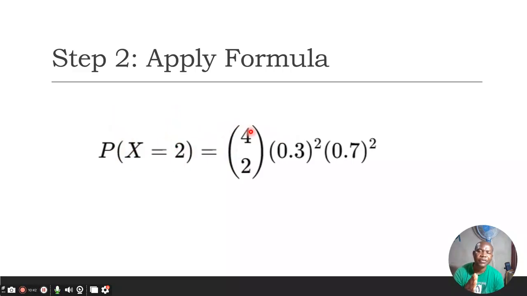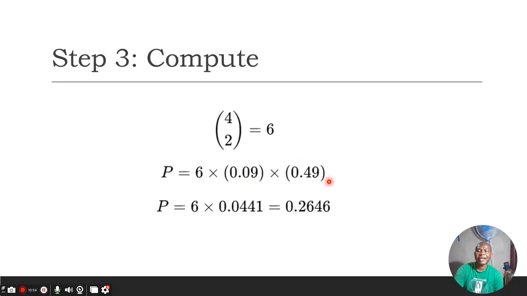Okay? And then 4 combination 2. 4 is our number of trials. 2 is the number of successes we are interested in. So we put it there. We insert all the necessary values, and then we compute. Now in computing, our combination component gives us 6, and then we insert it into the formula, and we follow through, and our final answer is given as what?